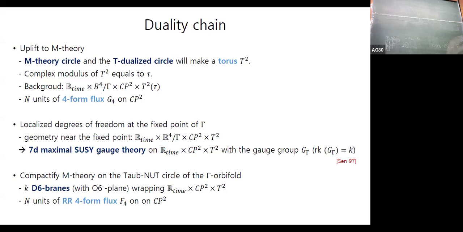Before, what would B4 be? B4, the 4-ball. Yeah, I'm just talking about topology.